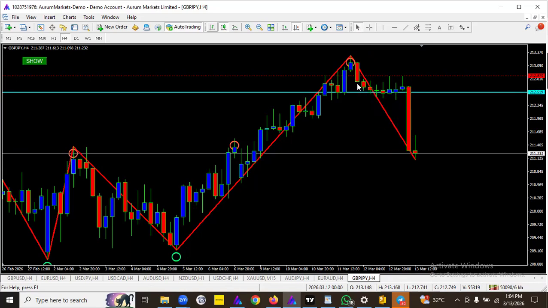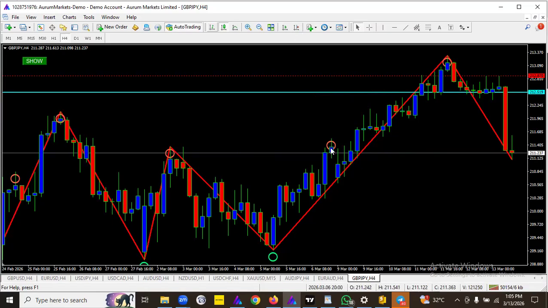And the Great Britain GDP data that was released was also negative for the pound. So that's the reason I took the sell, and I made a massive profit. The trade is still active now, over 100 and something pips at the moment. So we won this trade.